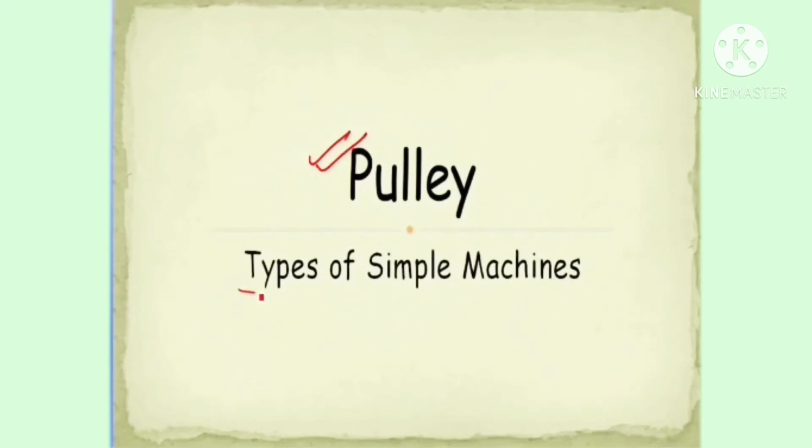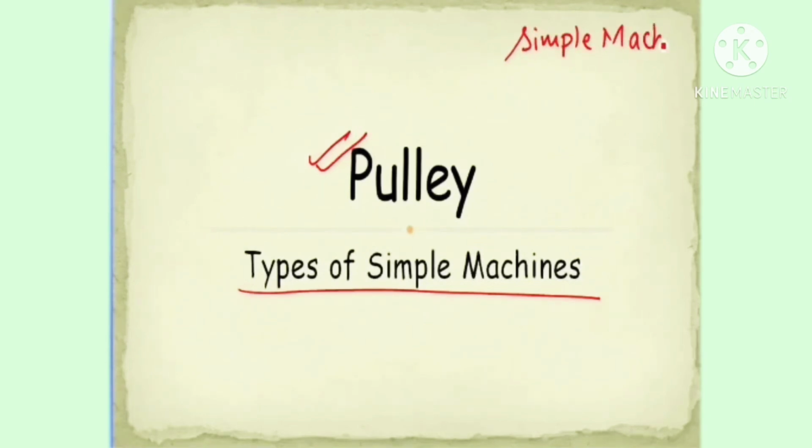Okay, students. Now we are going to discuss the last topic of the chapter, named pulley. Till now, we have learnt what simple machines are and what the various types of simple machines are. Even the pulley falls under the type of simple machines. Okay, students. So let's start with our topic, that is pulley.